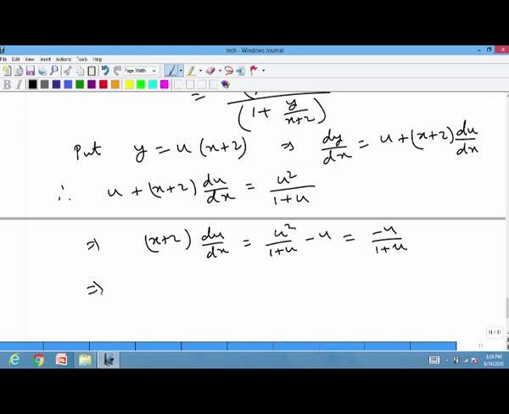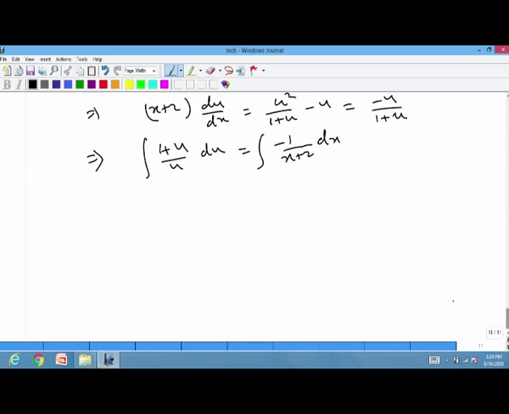So now we can separate the variables u and x. This can be written as (1+u)/u du equal to -1/(x+2) dx. Then we integrate both sides. This implies 1/u du will give log|u|, plus u/u is 1, du gives u, equal to -log|x+2| plus c.